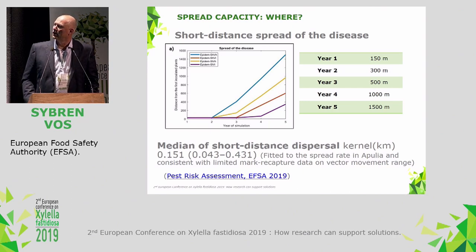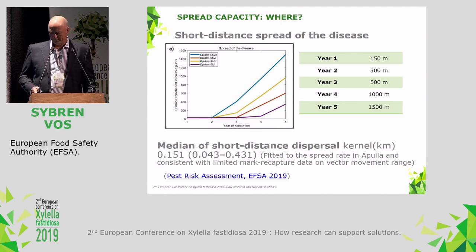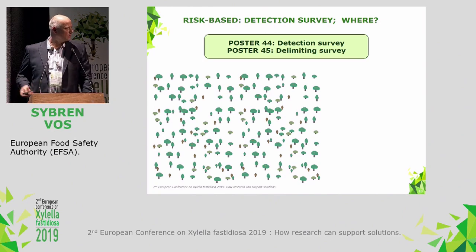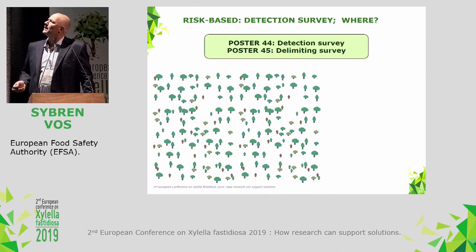We also have some information about the median of short distance dispersal that has been indicated in the pest risk assessment, where there are some key values that we are using for developing a strategy for informing the surveillance based on the risk. And I'm already out of time, okay? So I will try to go quite quickly around this.